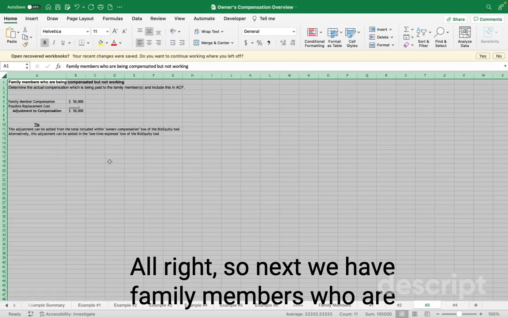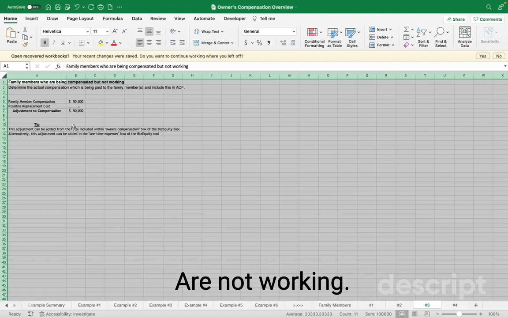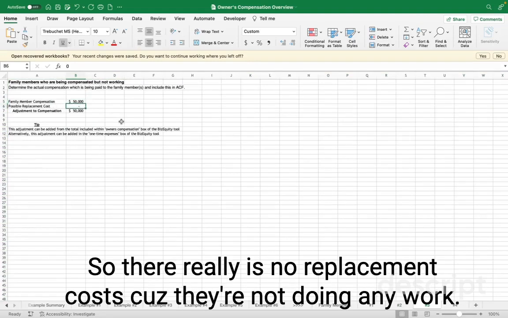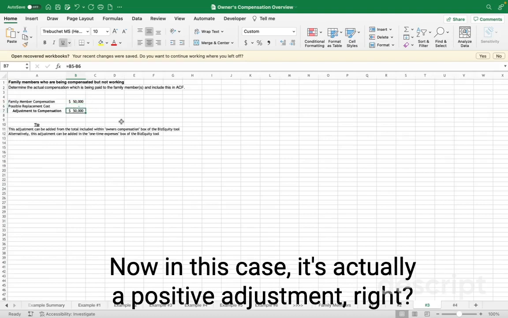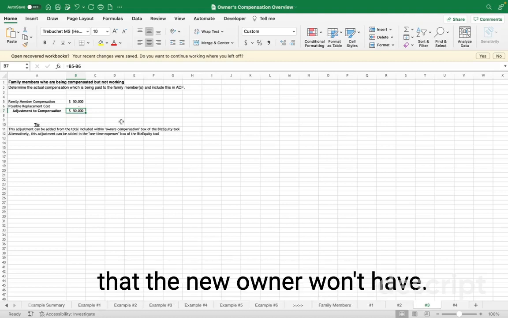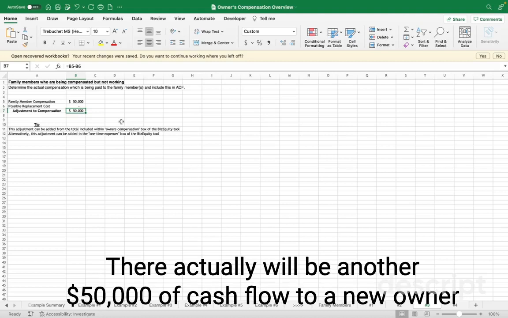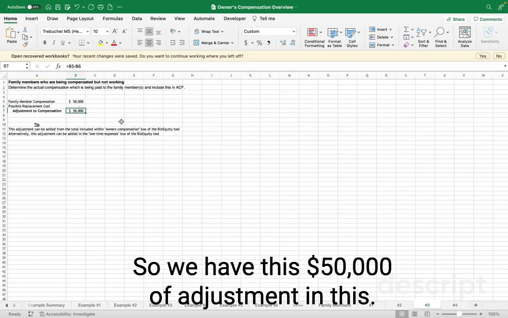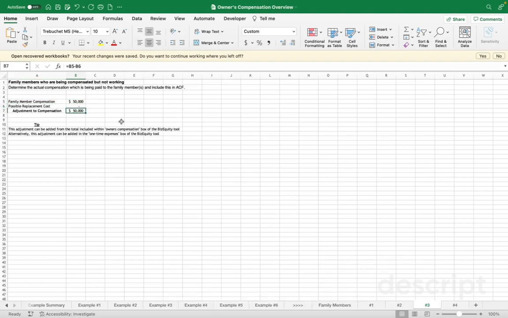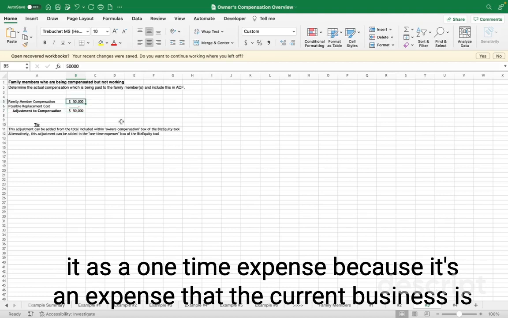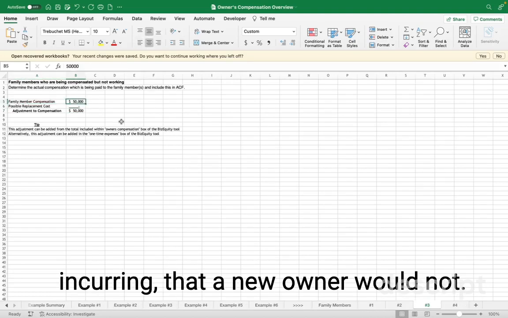All right. So next we have family members who are being compensated but are not working. So they're receiving a salary, but they're not actually doing anything in the business. So there really is no replacement cost because they're not doing any work. Now, in this case, it's actually a positive adjustment, right? Because it's an expense on the current business that the new owner won't have. There actually will be another $50,000 of cash flow to a new owner because this family member won't be here receiving a salary for nothing. So we have this $50,000 of adjustment. In this case, we can add this $50,000 to the owner's compensation box, or we can include it as a one-time expense because it's an expense that the current business is incurring that a new owner would not.